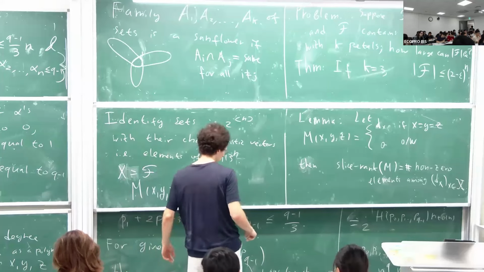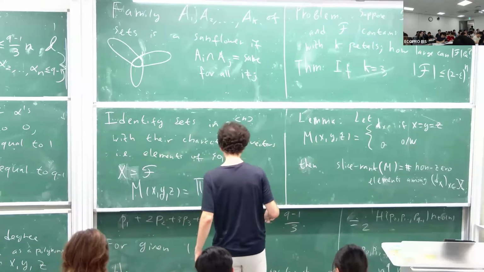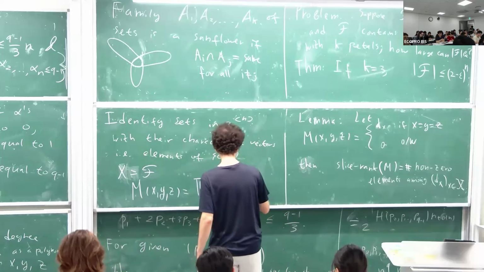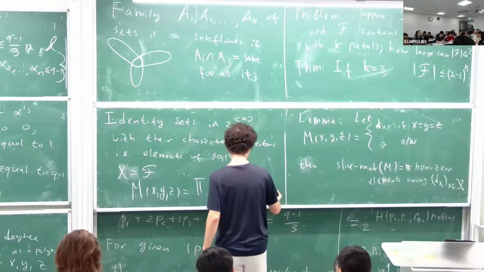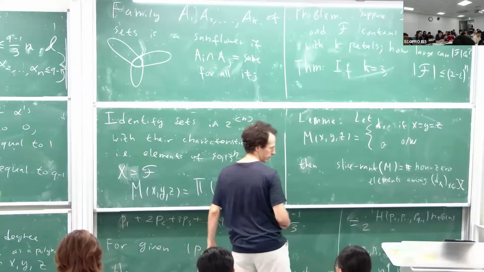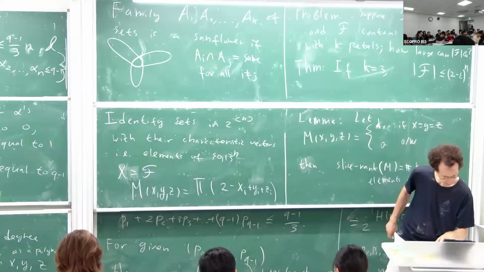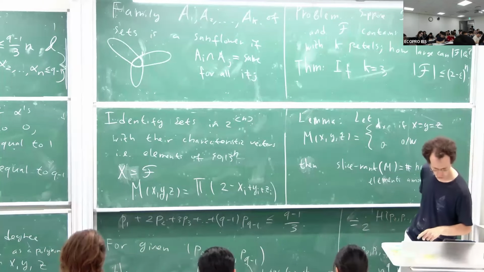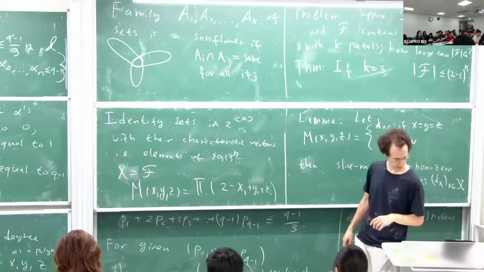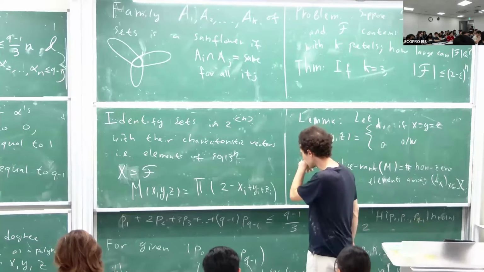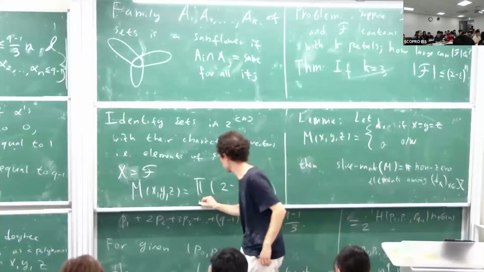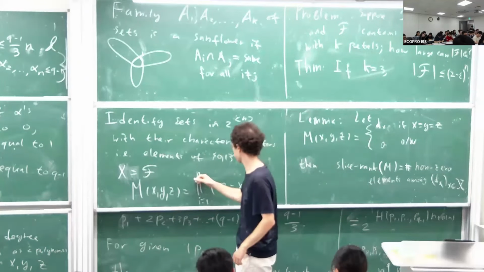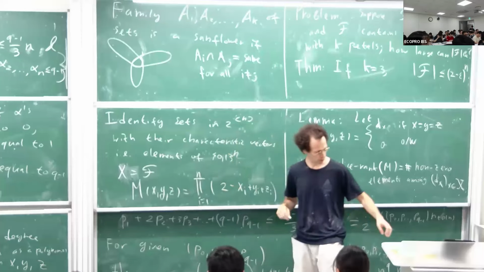Very similar: the product over i of terms like 2 minus x_i plus something. I can't believe this is correct. Since it's late, I don't want to make mistakes in the middle. Let me double check. Sure, and this is fine. Yeah, so this is my tensor.